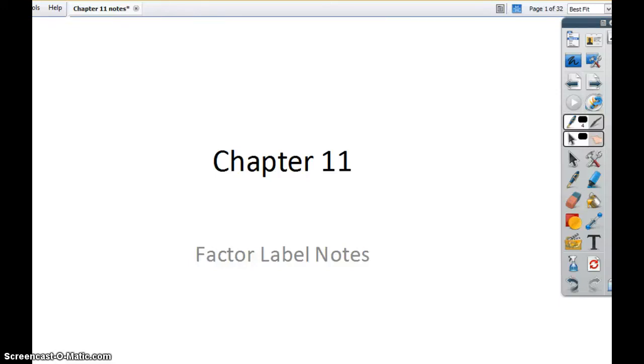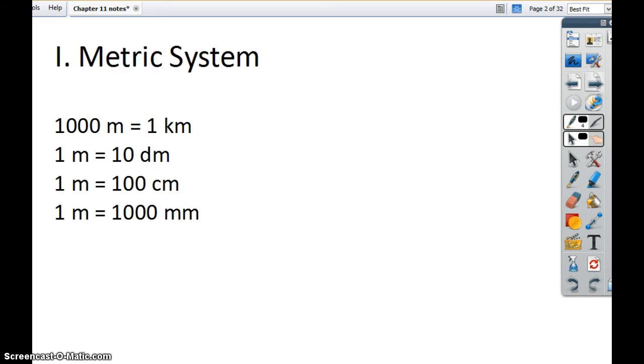Today we're going to start chapter 11, and even though we're doing chapter 11, the factor label notes which we're starting with actually comes from chapter 1. So the metric system is what we use in science, and there's certain facts that you need to know. You need to know that there's 1,000 meters in 1 kilometer.